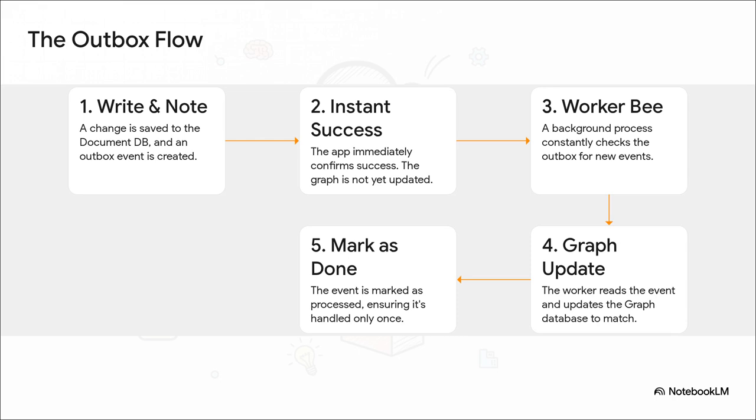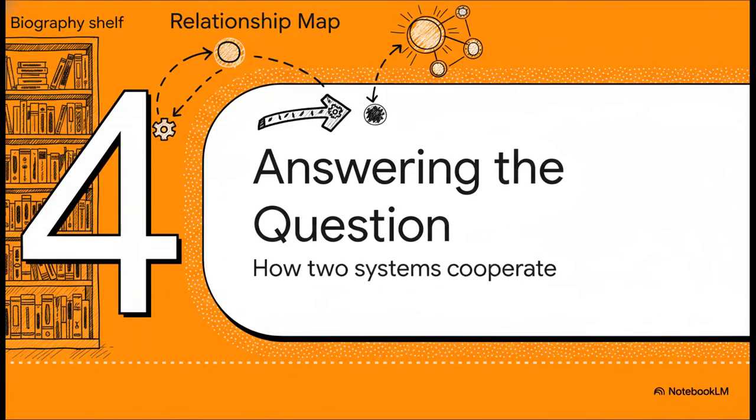Then, behind the scenes, this little worker bee process comes along, checks the Outbox, finds the note, updates the relationship map, and then marks the task as complete. It's an incredibly reliable system that guarantees the two databases will eventually get back in sync. All right, so we have our two specialized systems, and we have our clever trick for keeping them in sync.